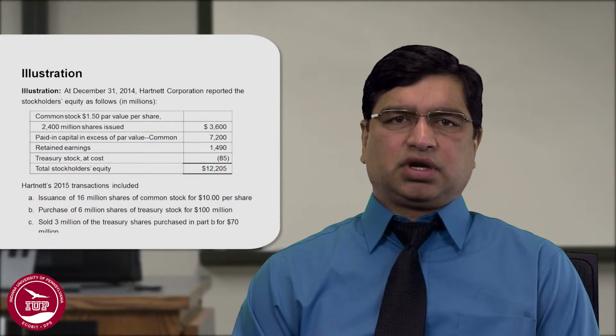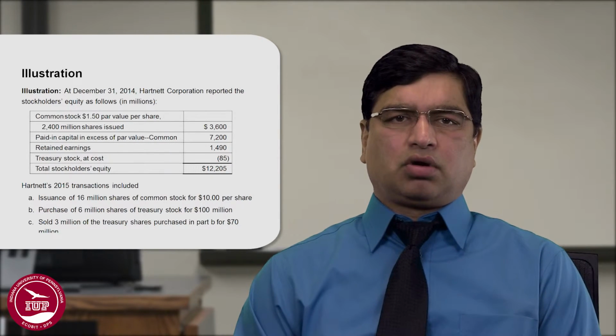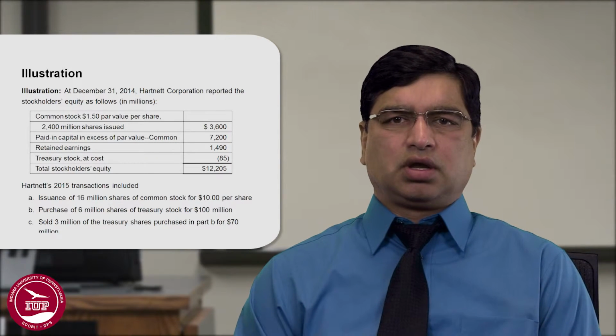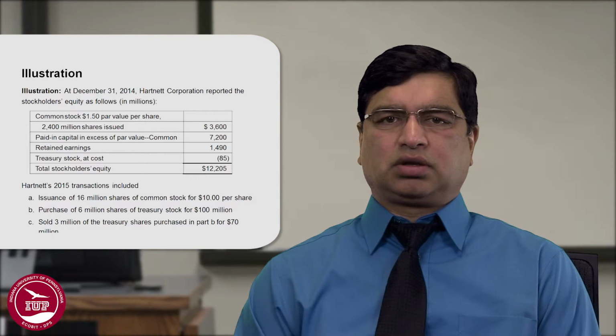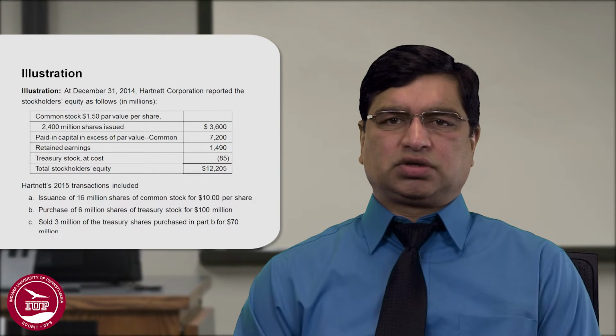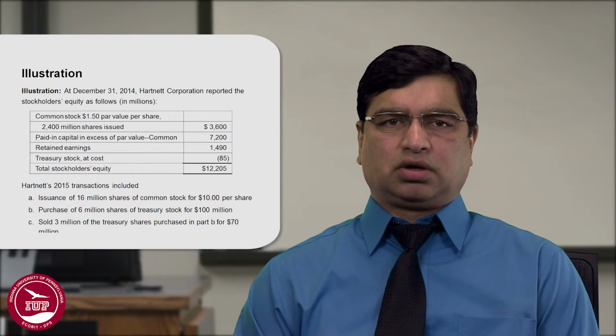So let's take an illustration. For example, on December 31, 2014, you've got the following stockholders' equity section which is given to you. You've got common stock and paid-in capital, and Treasury stock at cost is $85 million. Here are the 2015 transactions. A, you issued 16 million shares of common stock for $10 per share. B, purchased 6 million shares of Treasury stock for $100 million, and then sold 3 million shares of Treasury stock purchased in part B for $70 million.